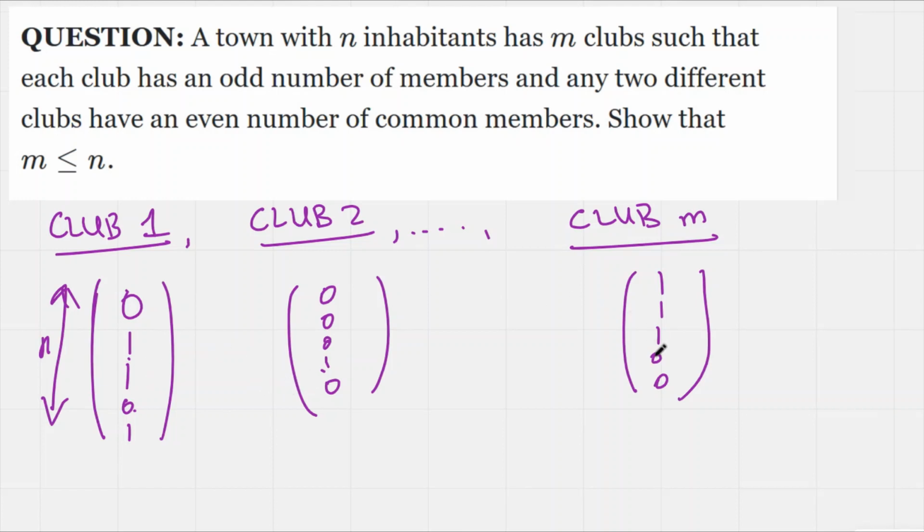Okay, let's check club 1 and club m, and we see that there are 2 common members, person 2 and person 3. They are common members, but 2 is an even number, so that's fine. And finally, club 2 and club 3, there are no common members again. So that's fine because 0 is an even number. So it checks the conditions, and in fact we can see here that m, which is 3, is less than or equal to n, which is 5, which is great. But obviously we want to prove this in a more general case. But this setup is actually good enough to perhaps get an idea for what we want to do.